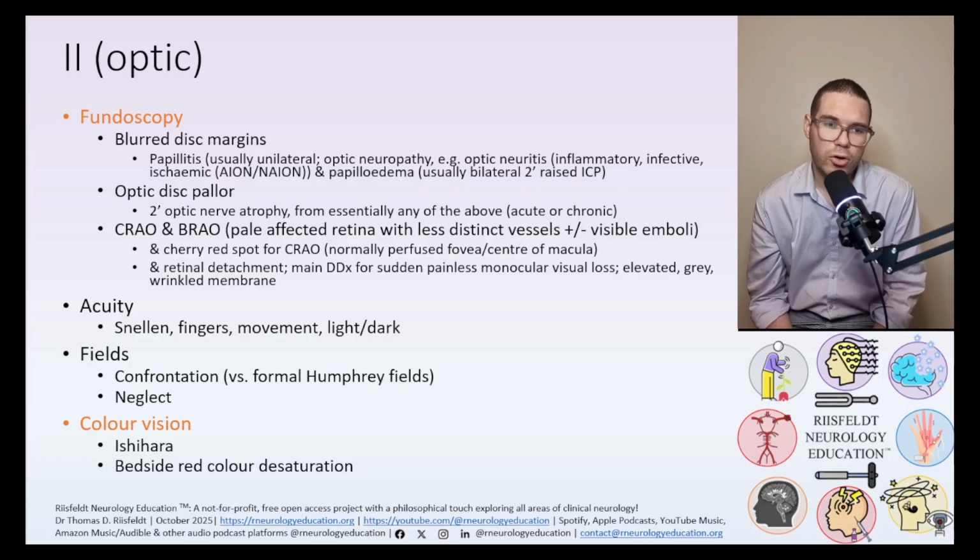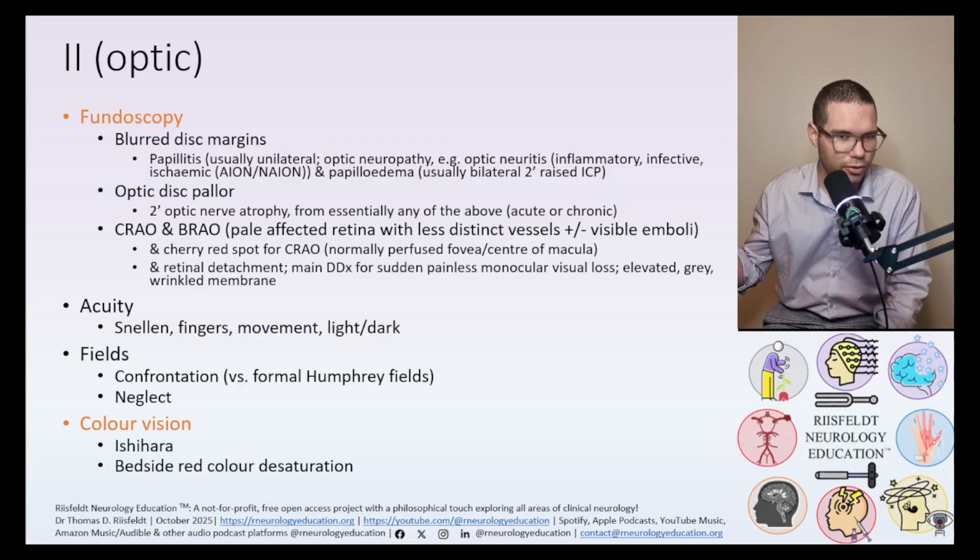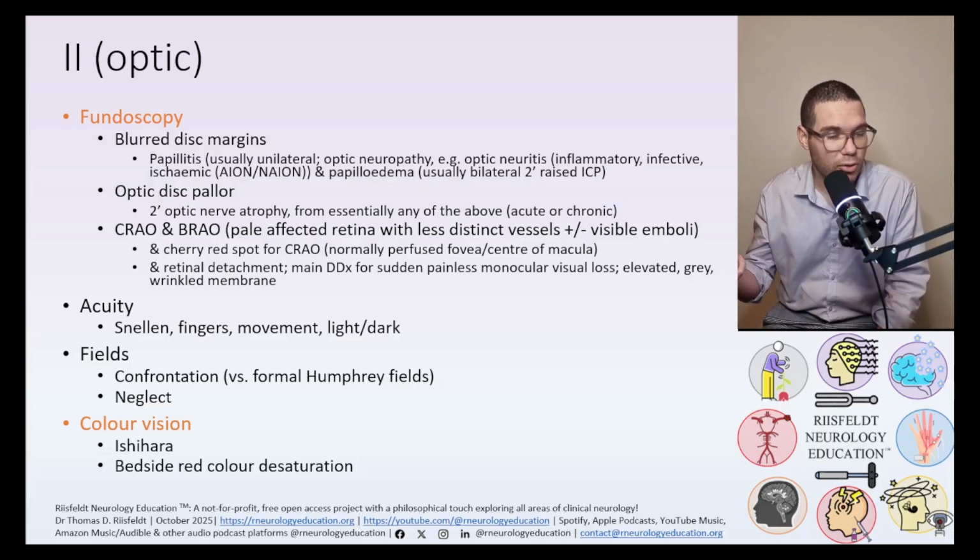Then, in terms of what you're actually looking for when you're doing fundoscopy, the way I see it is there's the neurologist or the everyone else level of fundoscopy, and then there's the ophthalmologist level of fundoscopy. Ophthalmologists can look for all sorts of things. I can't do that. What I'm really looking at is the optic disc and the optic disc margins, because what I'm interested in is: is there any blurred optic disc margin suggestive of papillitis or of papilloedema? And is there any optic disc pallor? They're mainly the things that I'm looking for and that are relevant most of the time, in addition to a few other things which I'll mention shortly.